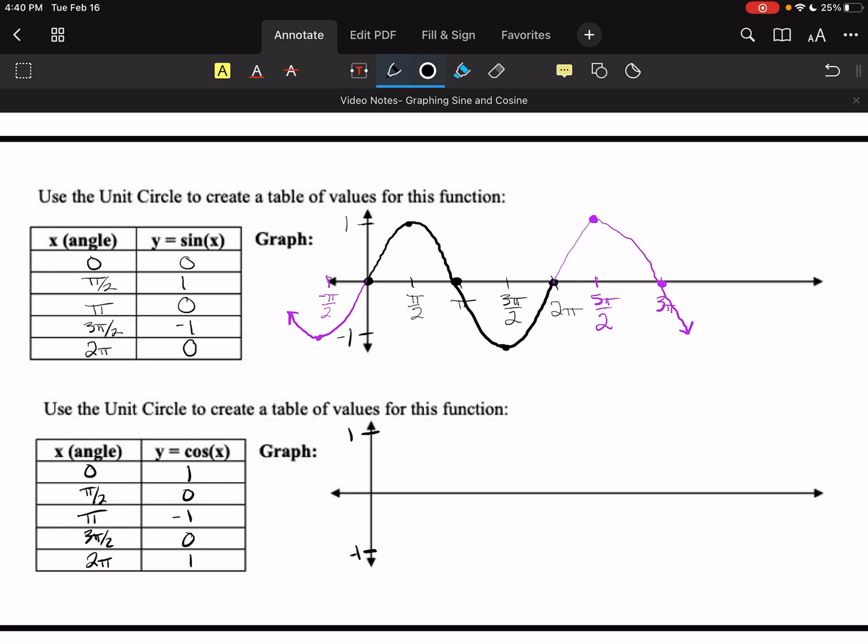And again, we're moving by pi over 2's. That's my interval, or my increment, that I'm moving through my unit circle. So pi over 2, pi, 3 pi over 2, 2 pi. This time I'm at 0, 1, so it starts up top. Pi over 2, 0, pi, -1, 3 pi over 2, 0, and 2 pi, 1. So I get this shape.